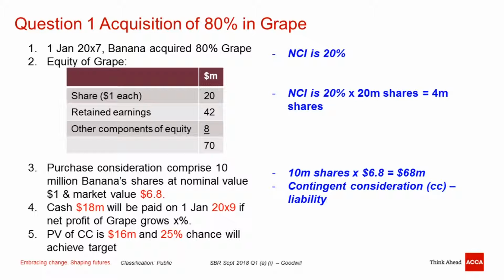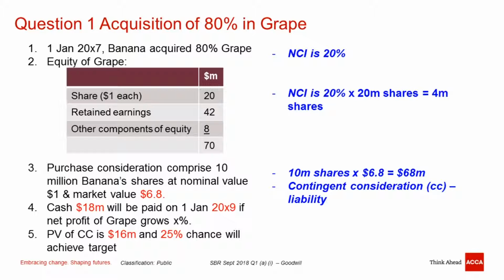Now this time, because the parent company is committed to pay cash, therefore the CC is a liability. In other cases, if the parent company commits to pay equity, then the CC can be equity. Now, because the cash is paid in 2 years' time, we should use the present value of the amount rather than the nominal value of 18 million. How much is the present value? The question already gave it to you. It is 16 million, and it is paid in 2 years' time.